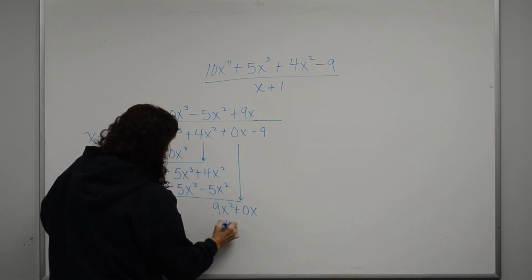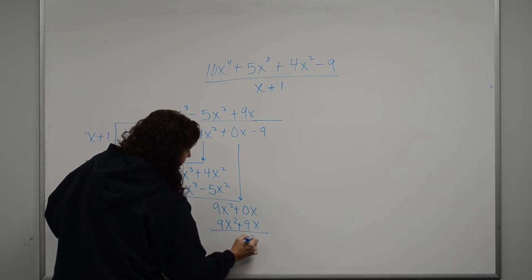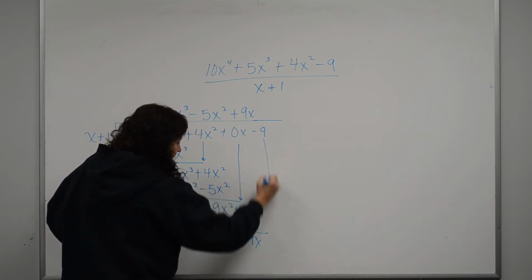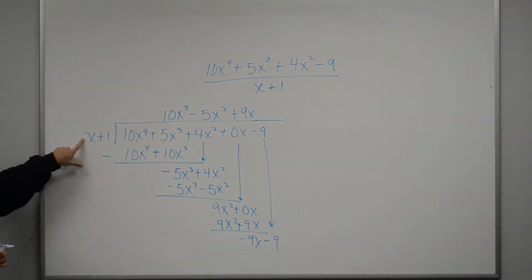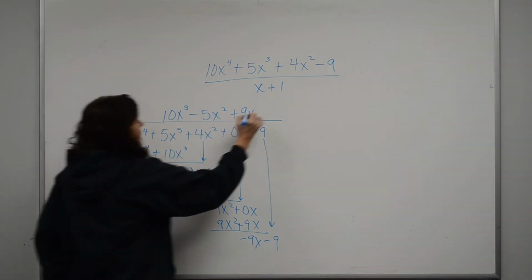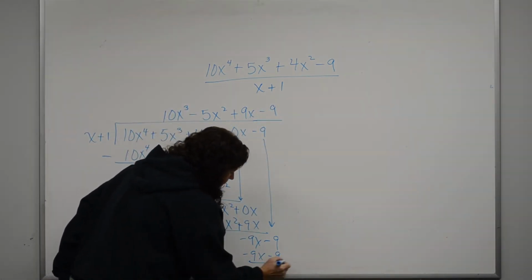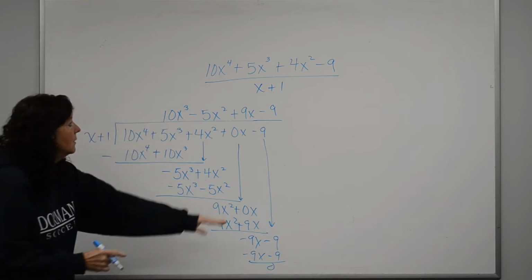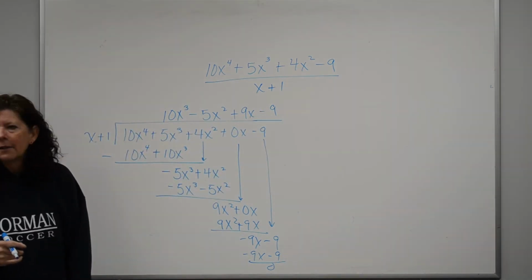Okay, so that's 9x squared plus 9x. I'm subtracting, so I get a negative 9x. And I just have one more term to bring down. I have a negative 9. What do I multiply x by? Negative 9. And it totally matches up. If I get a remainder, I place it over my divisor and put it at the end.